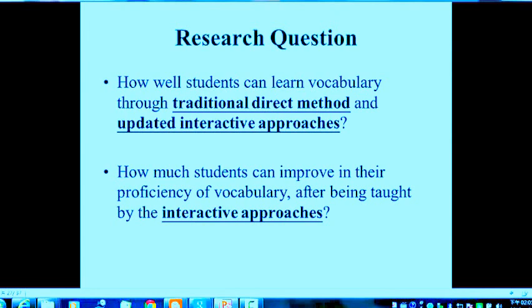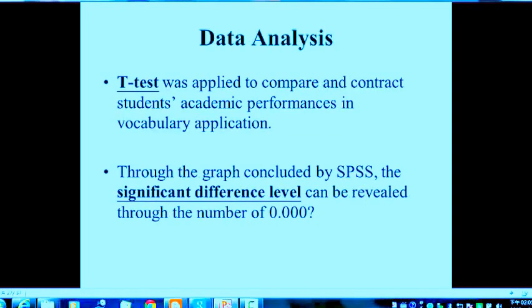So how can students learn vocabularies through the traditional direct method and updated interactive approaches? How much can students improve their proficiency in vocabulary after being taught by the interactive approaches? The t-test was applied to compare and contrast students' academic performances in vocabulary application. Through the graph produced by SPSS, the significance level can be revealed by a number very close to 0. Is there a very significant difference?